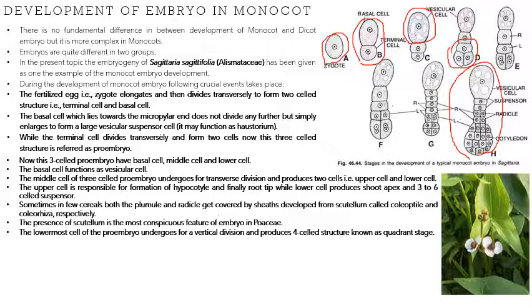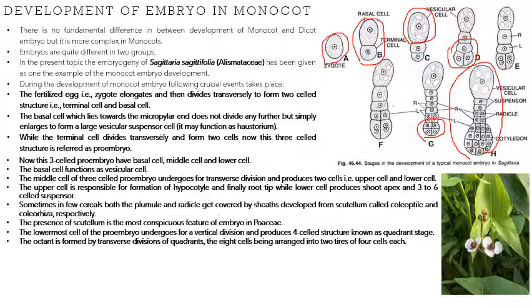The lowermost cell of the proembryo undergoes a vertical division and produces a four-celled structure known as the quadrant stage. This is the quadrant stage. The octant is formed by transverse division of the quadrant, the 8 cells being arranged in 2 tiers of 4 cells each.